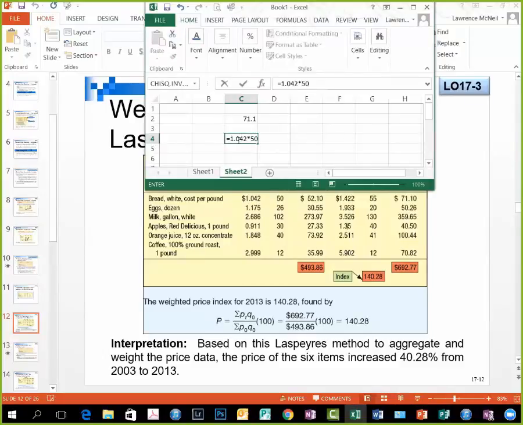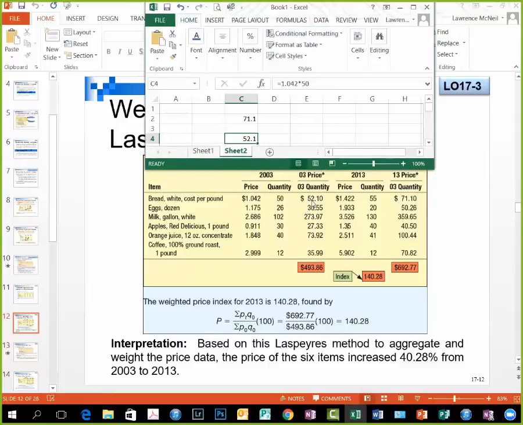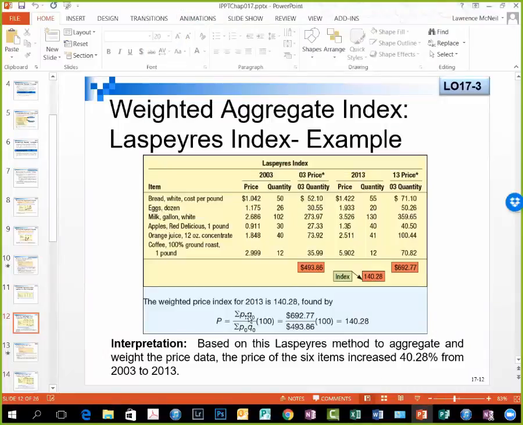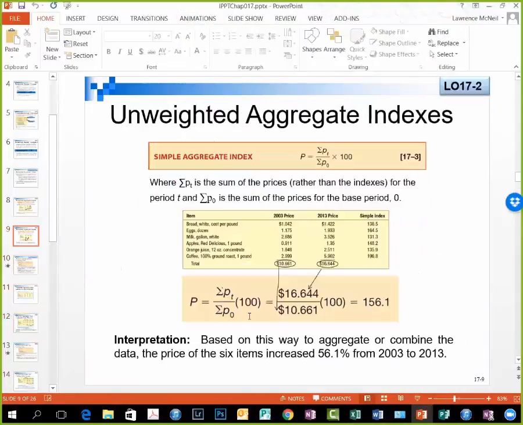1.042 times 50, there is your 52.1 right here. And that 52.1 plus all of the other POs times QOs gets added together, and then we get our denominator. And it's times 100, so we can say 140.28, which means the items increased 40.28%, which of course is different than what we saw here, because here all we had were prices.